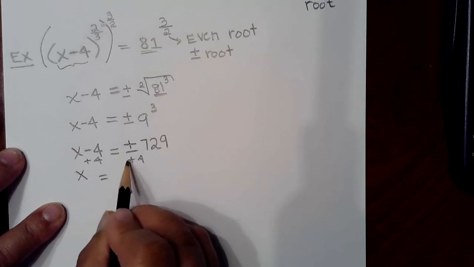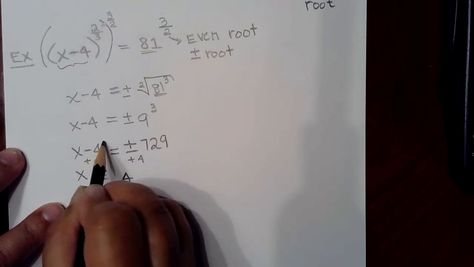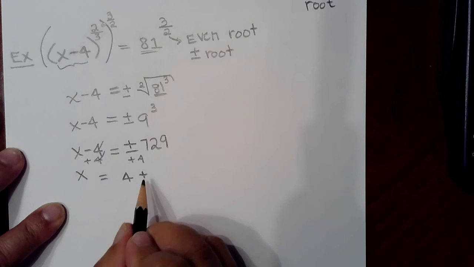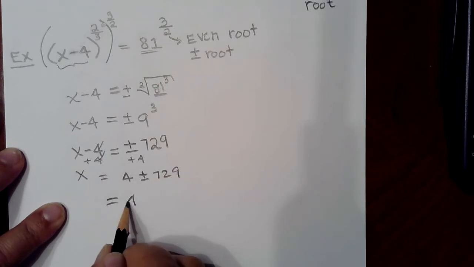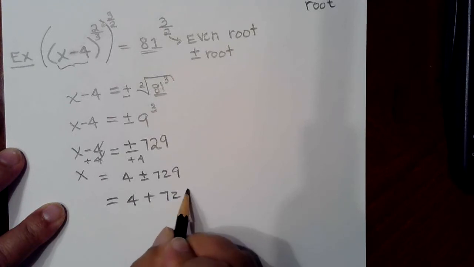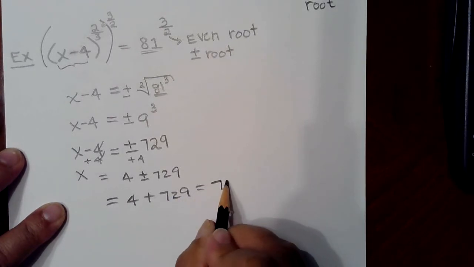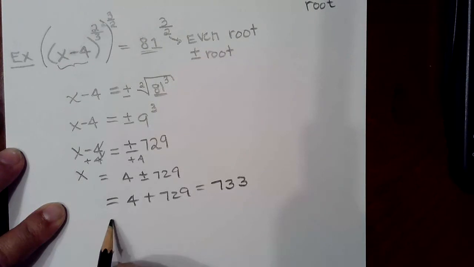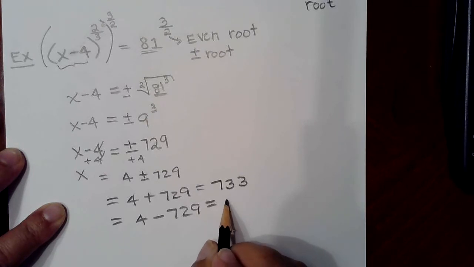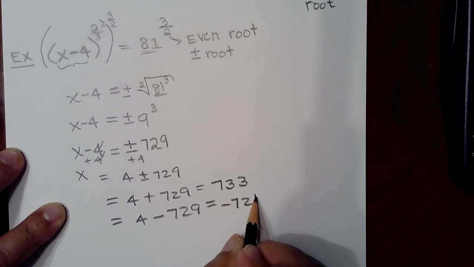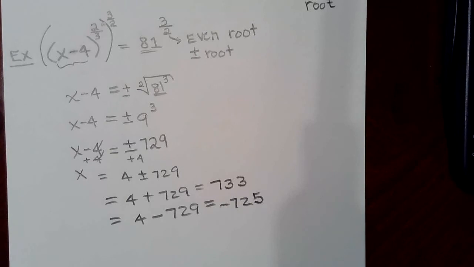So now we're going to add 4 to both sides to finish this problem. So it's positive 4. We just added 4 to both sides, plus or minus 729. So one of the answers is 4 plus 729, or 733. And the other answer is 4 minus 729, or negative 725. And that completes the 2 problems from section 1.6b.